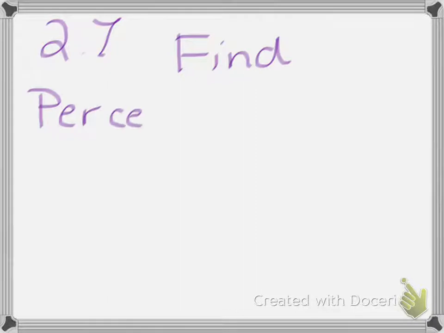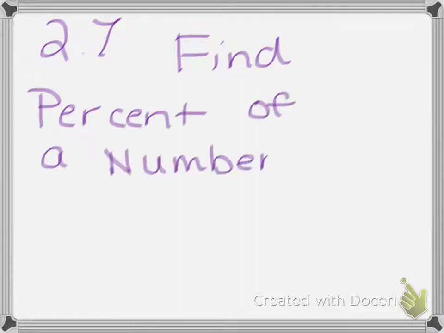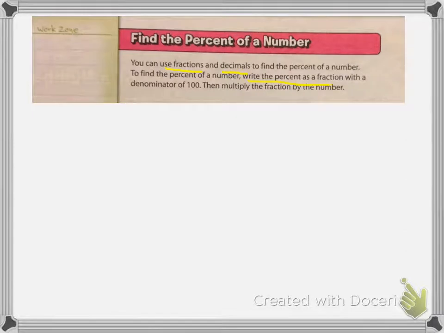Today we're going to be working on lesson 2.7, which is chapter 2, section 7, on finding the percent of a number. You can follow along and write your notes on textbook page 148. So the first part says, find the percent of a number. You can use a fraction and decimals to find the percent of a number.